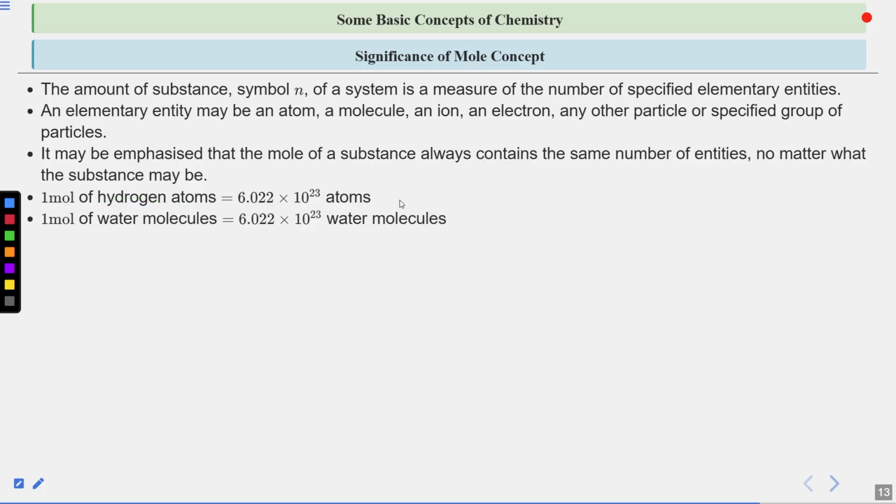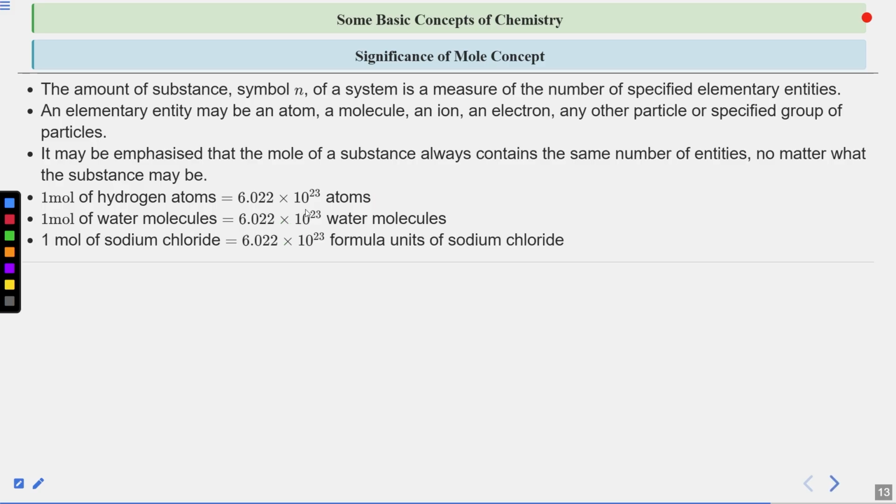Similarly, if we are saying 1 mole of water molecules, then what are we meaning? We are simply meaning 6.022 into 10 to the power 23 water molecules. So we are not focusing on the entity. We are just saying that if it is 1 mole, the count will always be equal to the Avogadro constant.